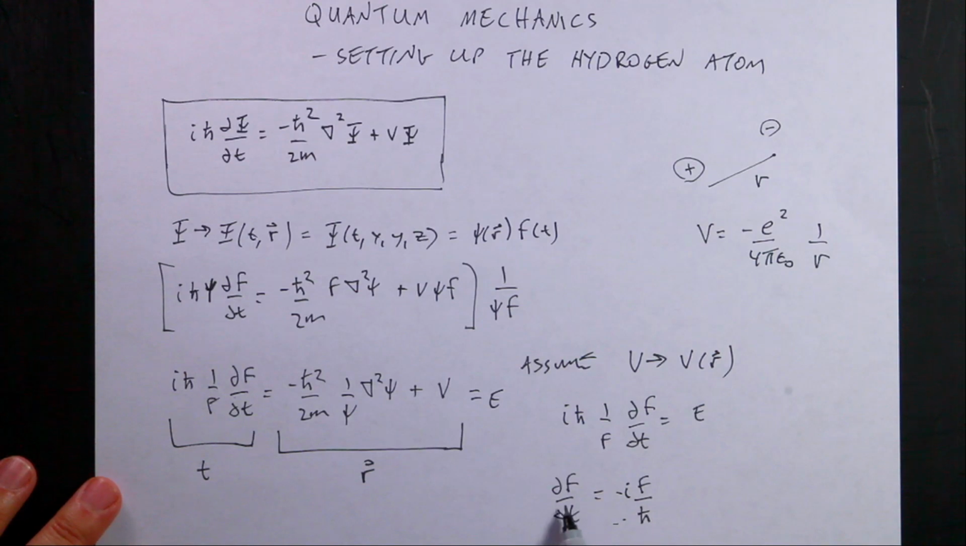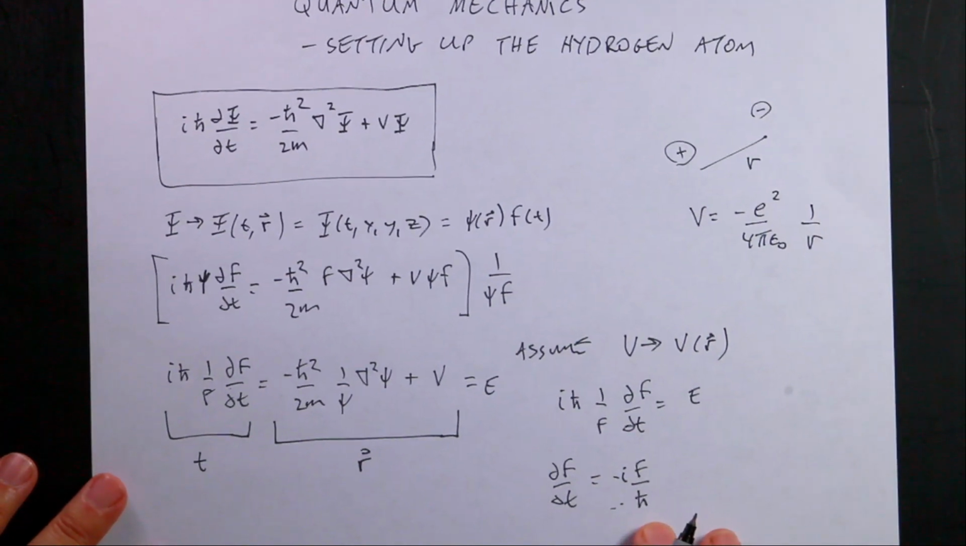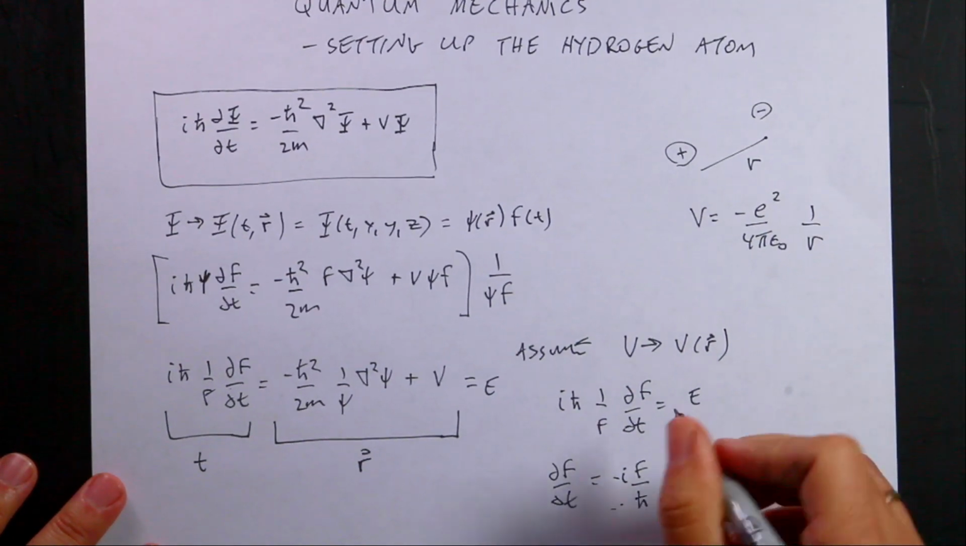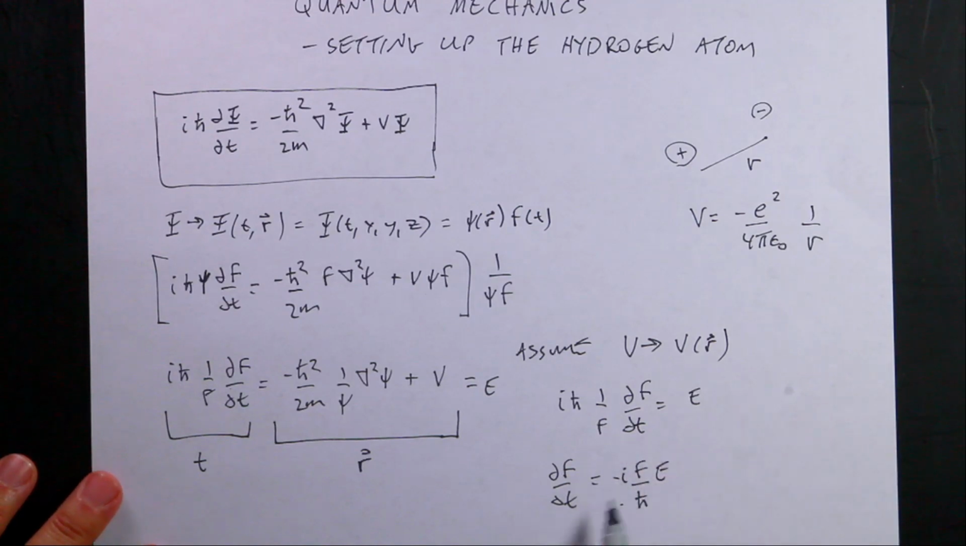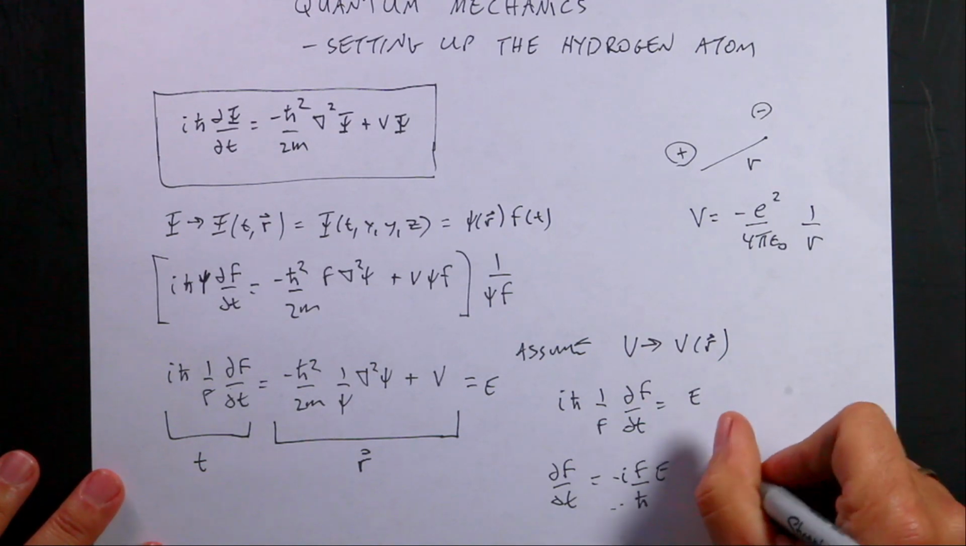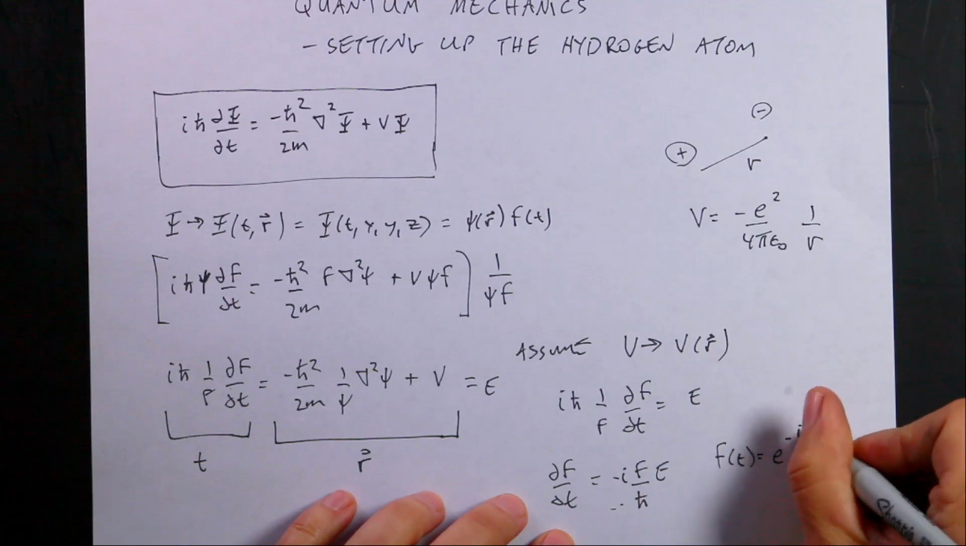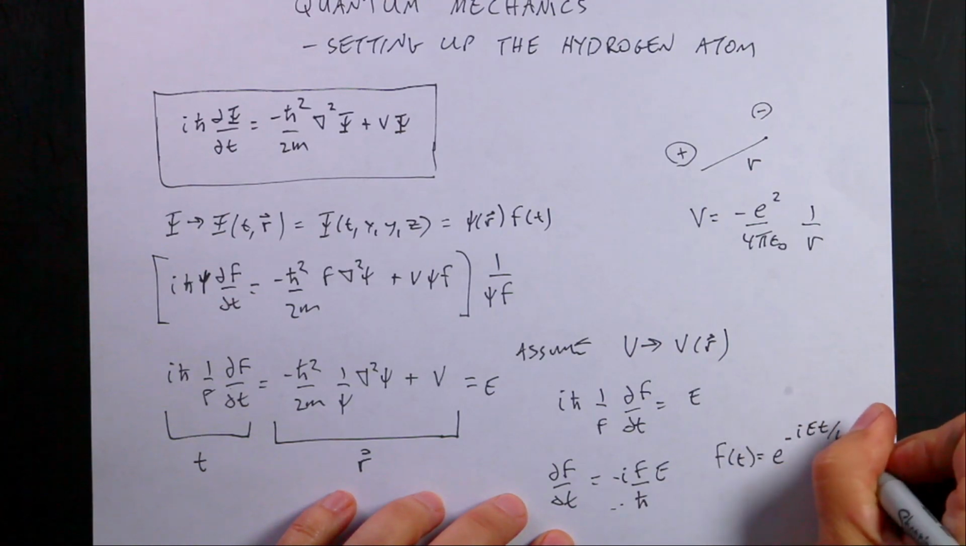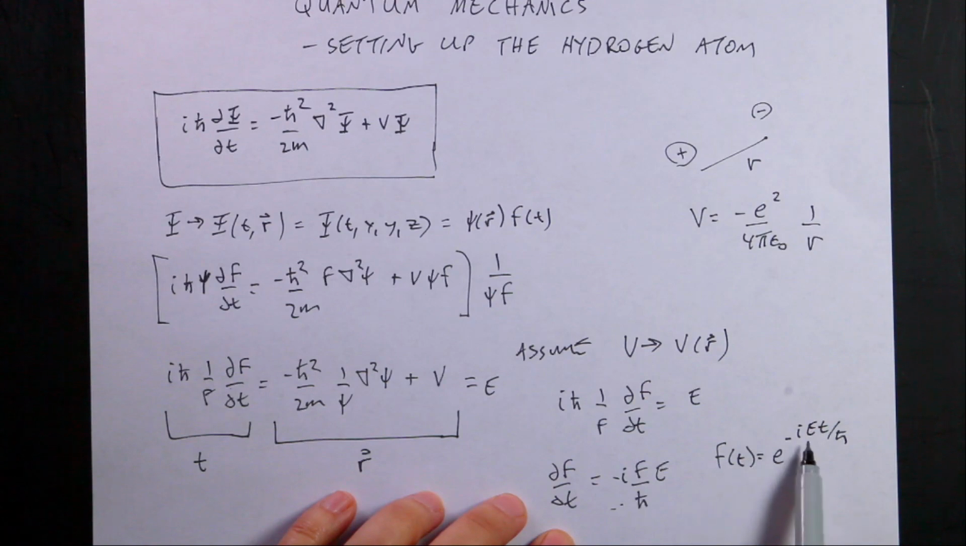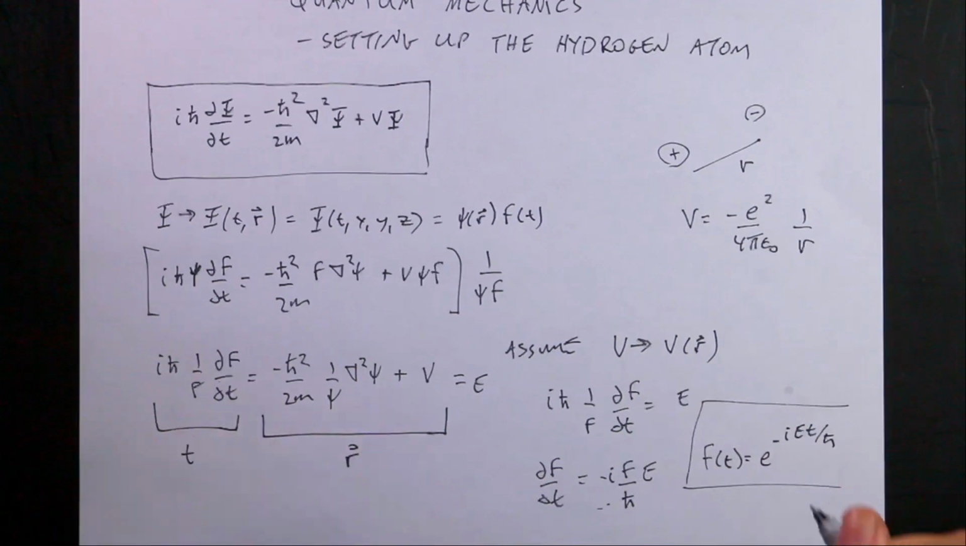So this says, what function can I take the derivative of with respect to time and get the same thing back with a constant in front of it? That's an exponential. So right here I get f of t equals e to the negative i E t over h-bar. If you take the derivative of that, I get the same thing with this negative i E over h-bar. So this is my time-dependent part.